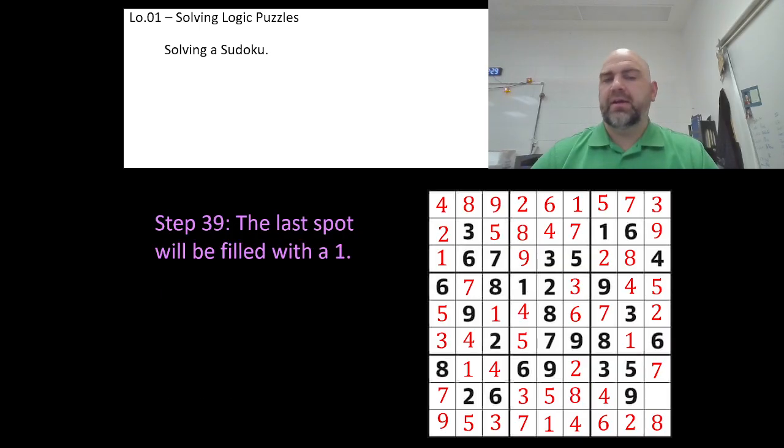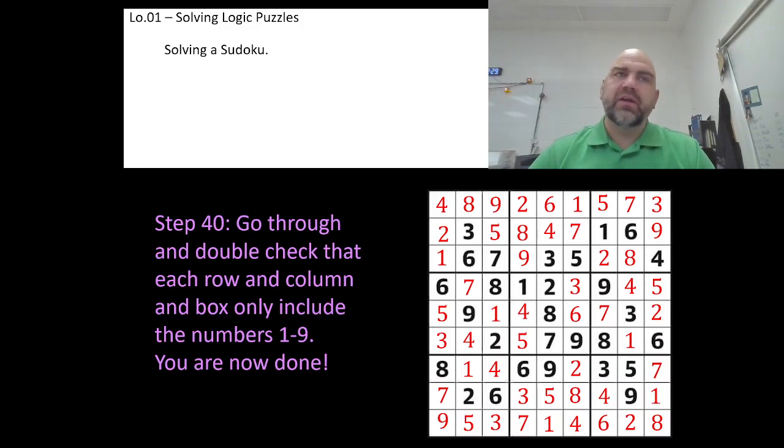And our very final step is we can fill that in with a 1, and there we go, we have completed our Sudoku. Now, the very last step, which I would recommend doing, is just to quickly go through and double check that every row and every column doesn't have a repeat. Every box doesn't have a repeat. Again, it's something that we might not do, but if there is a mistake, you'll be able to see with the repeats that are in there.